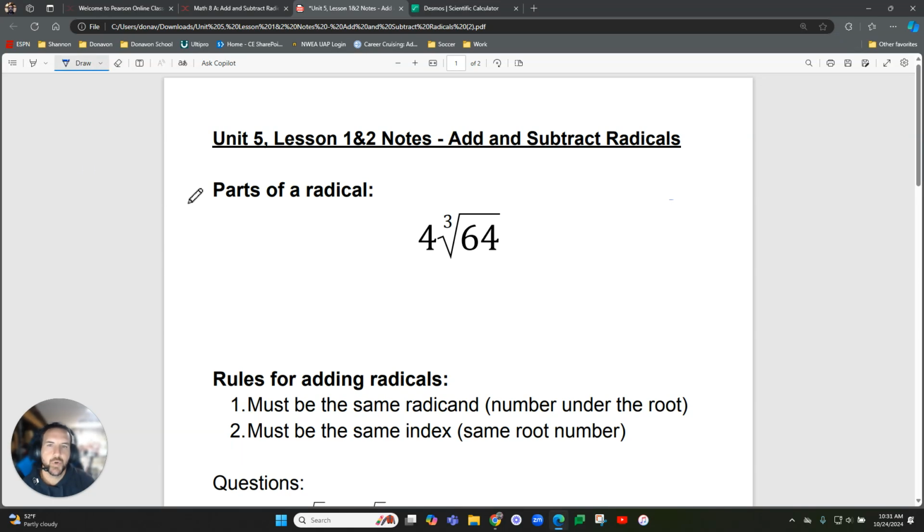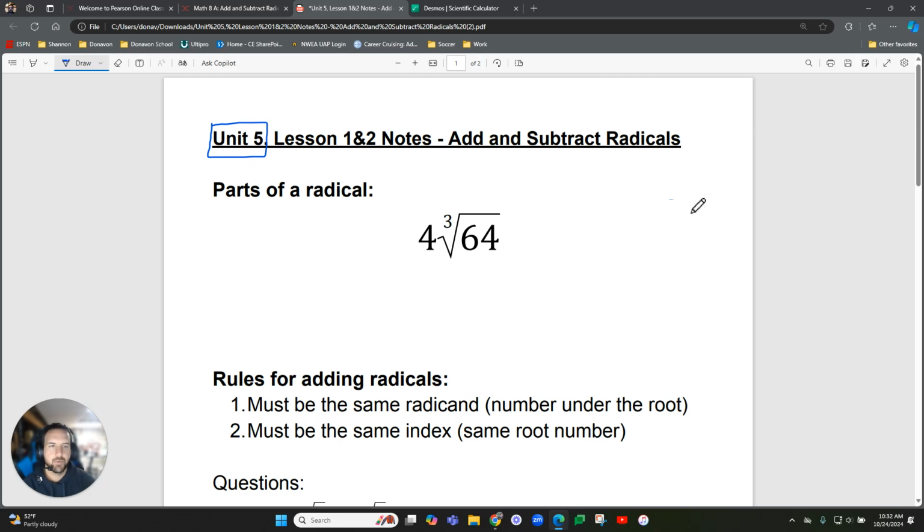Good morning, class. So in this live lesson recording today, we're going to be going over Unit 5, Lessons 1 and 2 notes, which is all about adding and subtracting radicals. Just as a little heads up, Unit 5 is all about radicals. So what is a radical? We'll talk about that in just a second. And today we're specifically going to be talking about how to add and subtract radicals.